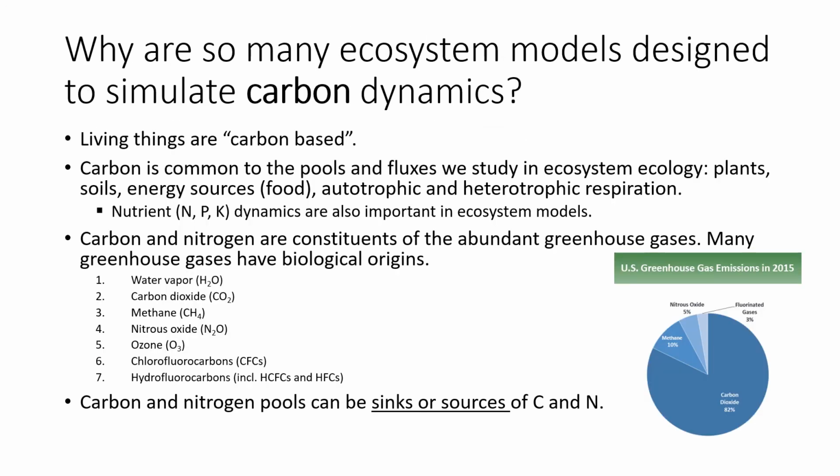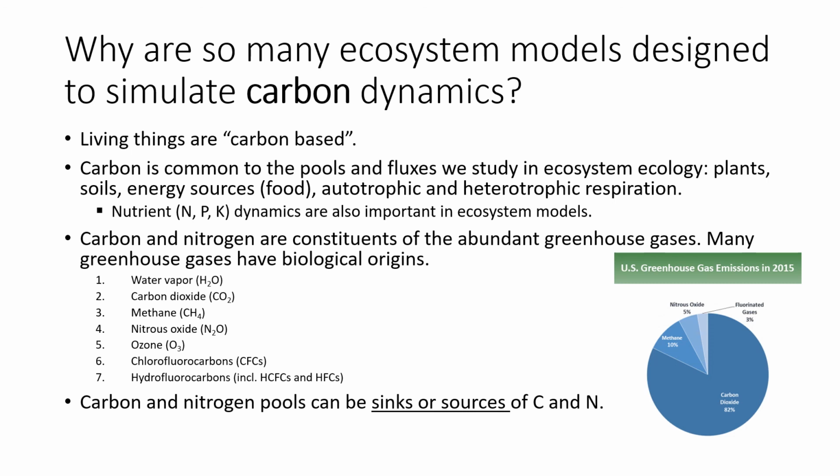So why are so many ecosystem models designed to simulate carbon dynamics? Well, carbon is in every living thing. Carbon is common to the pools and the fluxes we study in ecosystem ecology: the plants, the soils, the energy sources, and the respiration fluxes. Ecosystem models usually simulate nitrogen in addition to carbon, but sometimes also phosphorus and potassium. And in terms of greenhouse gases, carbon and nitrogen are constituents of some of the most abundant greenhouse gases on the Earth. And many greenhouse gases have biological origins.